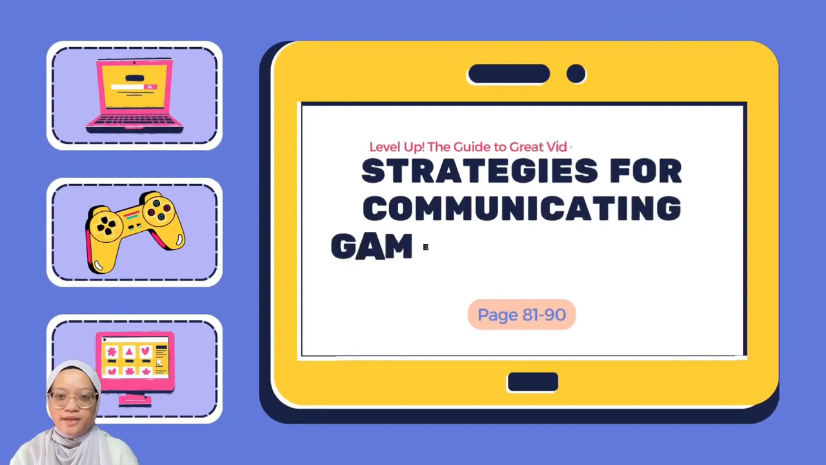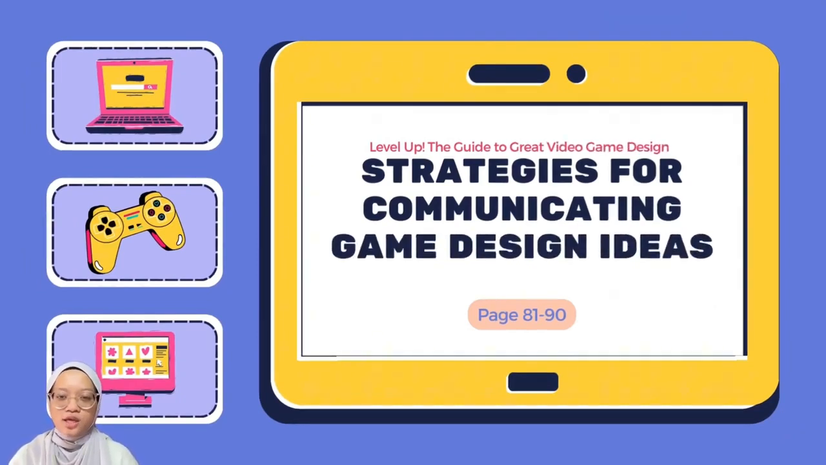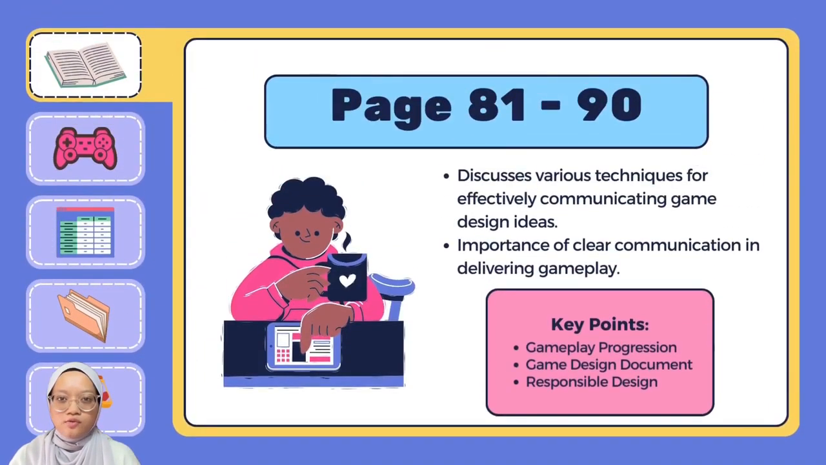Hi everyone, my name is Aznia Sabrina. Today I will do a book review from page 81 until 90. It is about strategies for communicating game design ideas. We discuss various techniques for effectively communicating game design ideas, such as storyboards, diagrams, animatics, beat charts, and team wikis. It also emphasizes the importance of clear communication in delivering gameplay concepts to players.